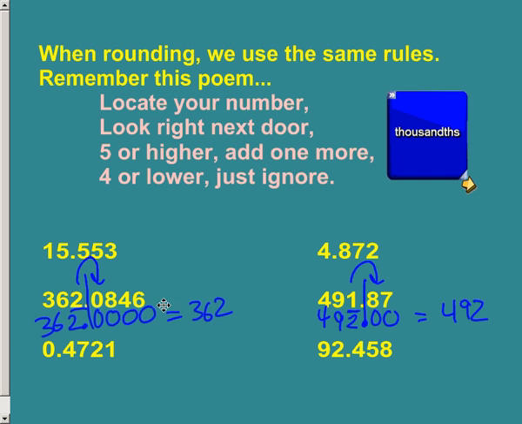Next problem, to the thousandths. If you want to go ahead and pause the video, try this one on your own, then you can unpause to see if you're right.